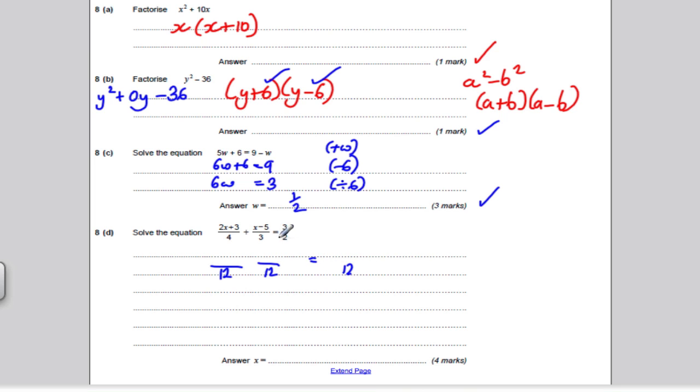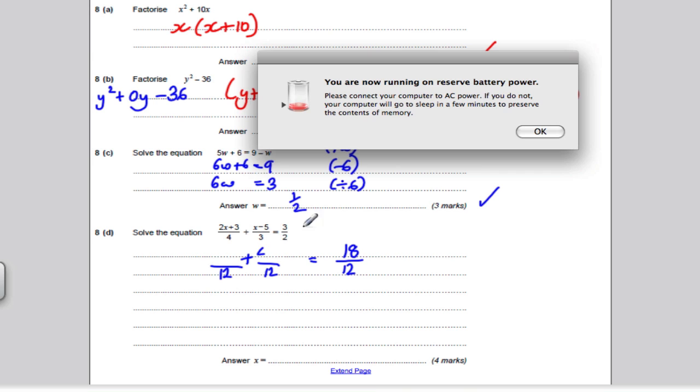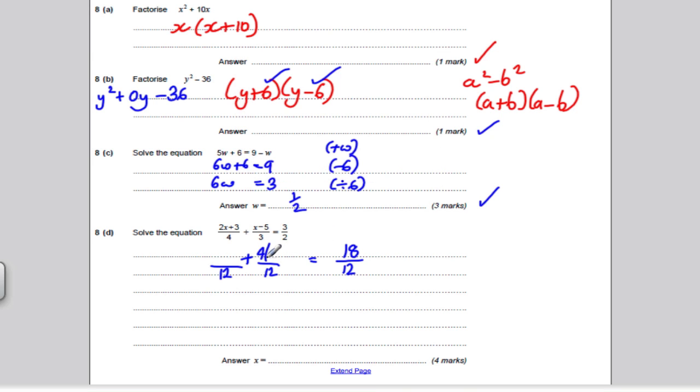Let's do the easy thing. What do I have to times the 2 by to get 12? 6. So multiply the 3 by 6 and get 18. Keep your plus in there. What did I have to multiply the 3 by to get 12? 4. So you have to times the top by 4. So it would be 4 times the whole of x minus 5. And what did I have to times the 4 by to get 12? 3. So you have to times the whole of the top by 3.